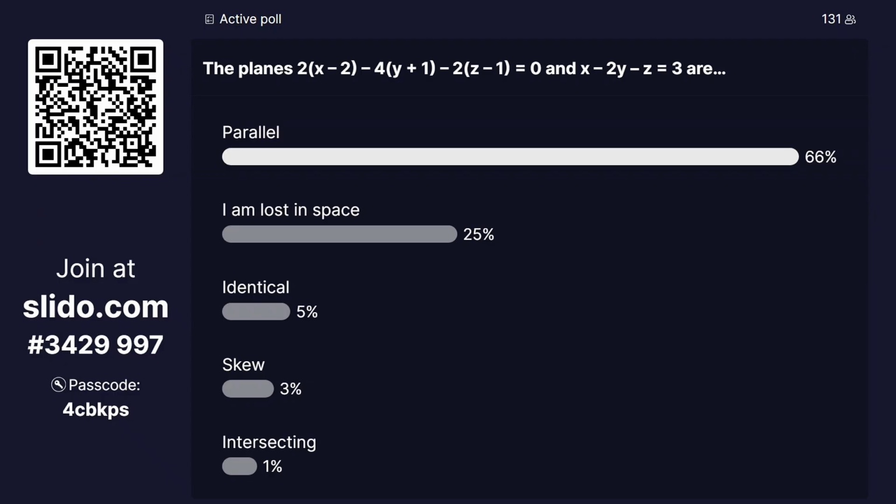Now, are they parallel? Are they identical? Or are they intersecting? We need to know about their normal vectors first of all, and then that will tell us. If the normal vectors are not parallel, then the planes will intersect. If the normal vectors are parallel, then I have to do some math to see if those planes are exactly the same. So let me do that.